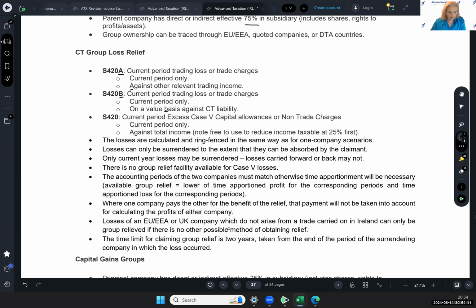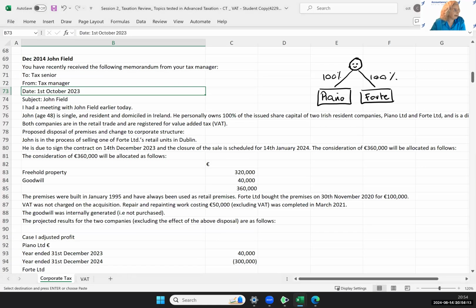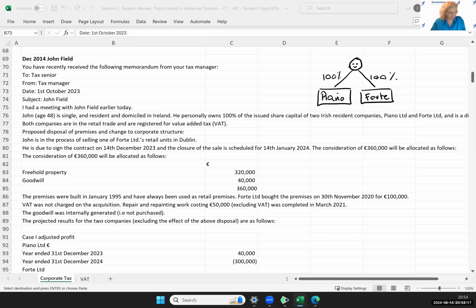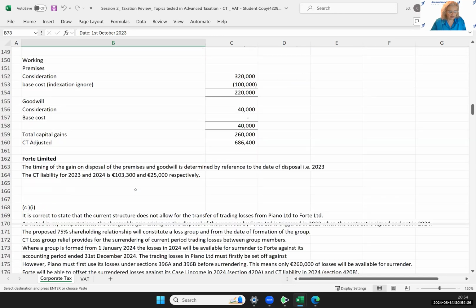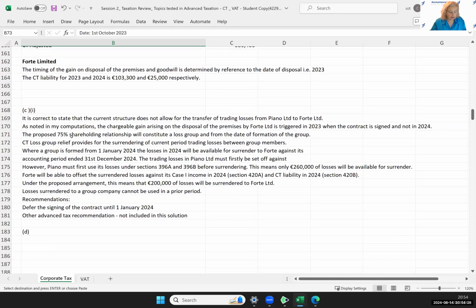So back here, I'm just going to drop in the recommendations because they're pretty much what I stated there. We read down through it and we were able to identify, apart from the advanced bit around the group reorg, the only thing that we're going to say is, go ahead, set up a group on the 1st of January, but we're also going to defer the signing of the contract until the 1st of January 2024.